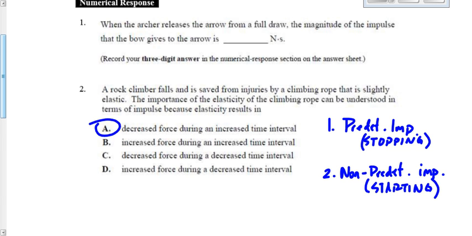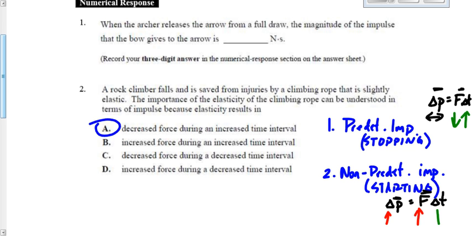When we're stopping an object, delta P is unaffected by F or T. Doesn't go up or down, no matter what happens to time or force. Rather, we would say that an increase in the time decreases the force. Time and force affect each other, not the impulse. Whereas when we're starting an object down here, time and force do not affect each other. Rather, increasing the force doesn't change the time, it increases the impulse. And similarly, increasing the time doesn't affect the force, rather it increases the impulse. Got it?